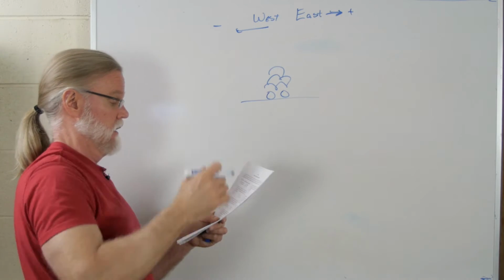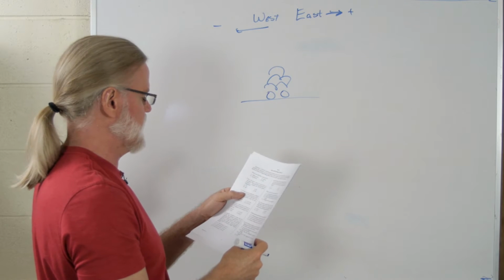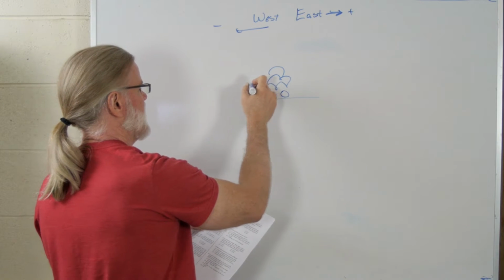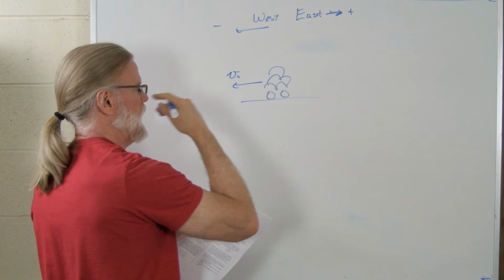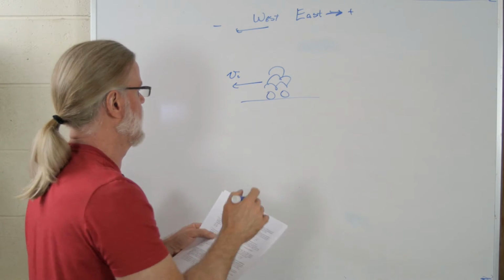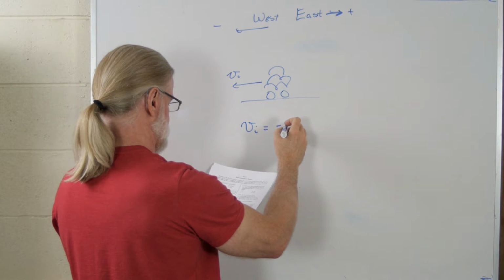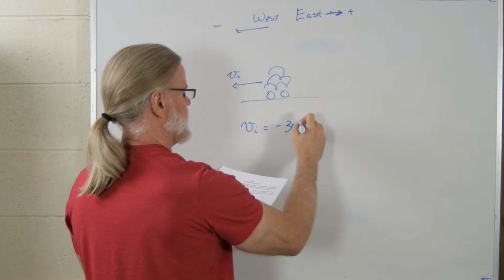All right. Cars traveling west. So at the beginning of the problem, V initial is that way. And it decreases its speed. So let's write it down. It's V initial equals negative 30 meters per second.